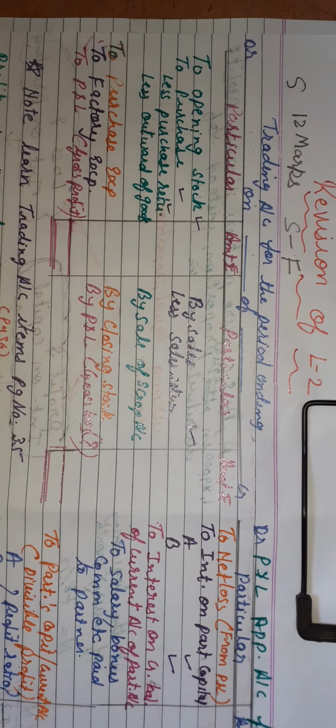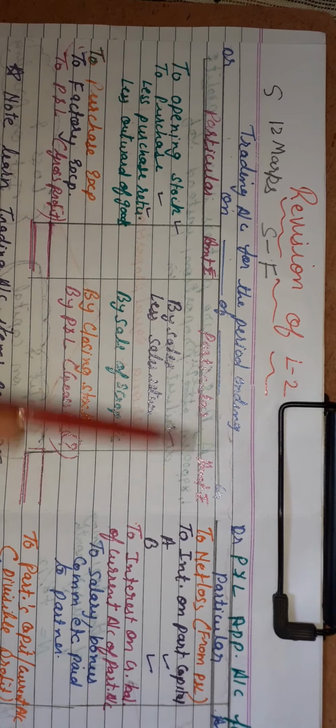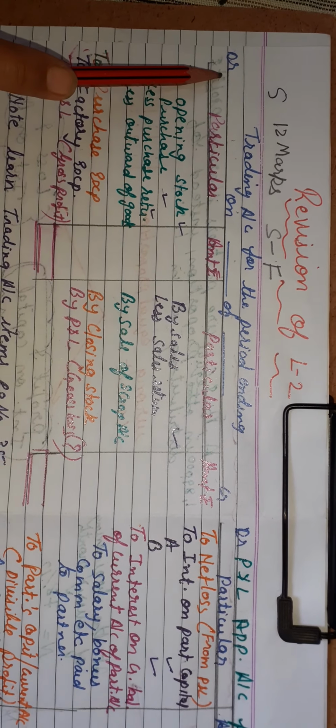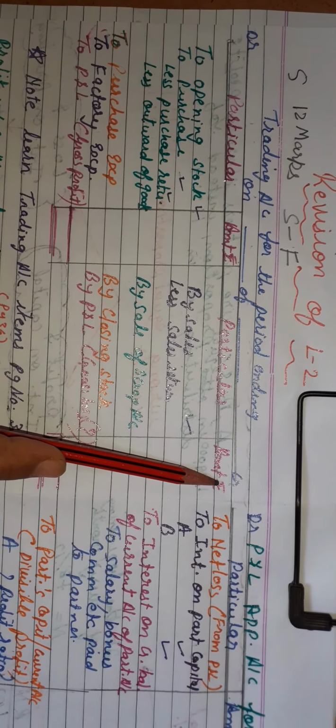First we are going to see about trading account. In that you have to draw a particular amount. Two parts you have to divide. This side will be your debit side, that is the left side will be your debit side, and right side will be your credit side.